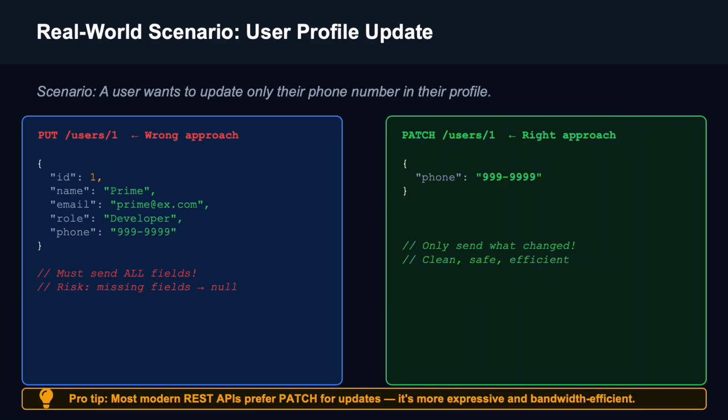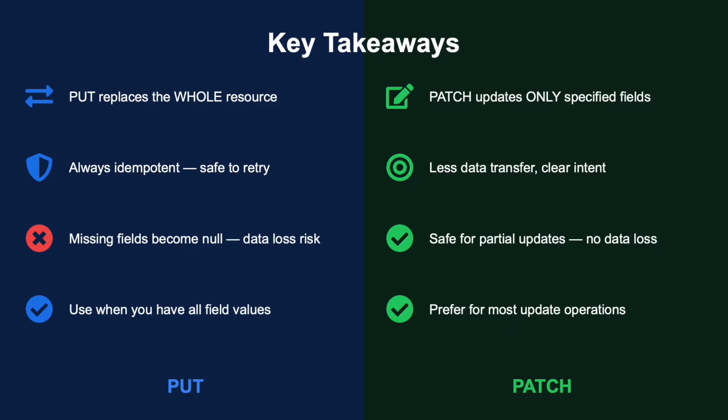Let's recap. PUT is for full replacement. Always idempotent. Requires the complete resource payload. There's a risk of data loss if you're not careful. It is best for upserts and full-state syncs. On the other hand, PATCH is for surgical updates. It only sends and modifies what changed. There's no risk to untouched fields. It is best for everyday field-level updates.